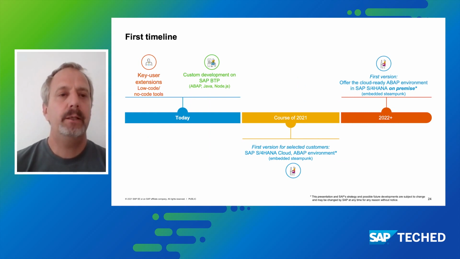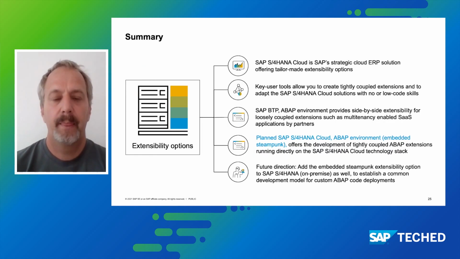First timeline. Today you can use key user extensibility and BTP. In the course of this year, the first early adopter customers will get their hands on embedded steampunk. And next year, we plan to provide embedded steampunk in on-premise as well, again for the first customers, first version. The idea behind that is embedded steampunk only makes sense if you have a convenient number of APIs. We started this year to build the first APIs for the cloud. Those will be provided in on-premise with the next on-premise release in S/4HANA. And then it makes sense to start with embedded steampunk projects in on-premise or in the private edition as well.